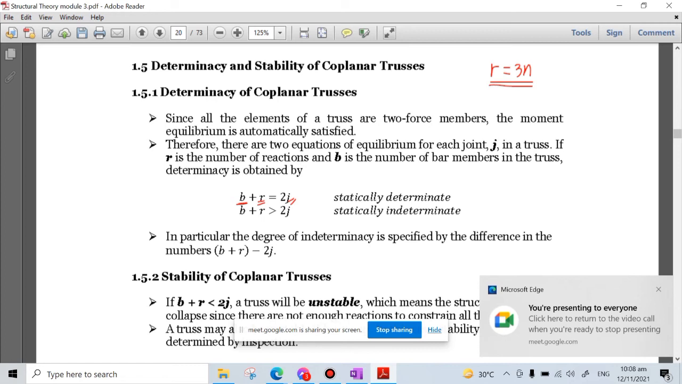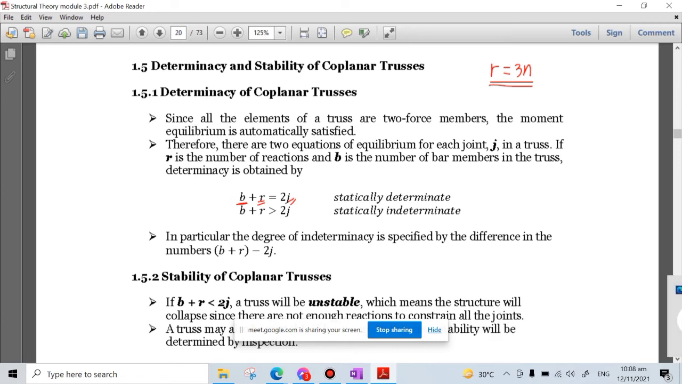Ngayon, if this b plus r is equal to 2j, determinate siya. But if this is greater than 2j, that is statically indeterminate. And we are going to subtract this b plus r with the 2j, yung difference nun, yun yung magiging degree ng indeterminacy per se. Pag sinubtract natin siya, naging 2, so that is second degree indeterminate.